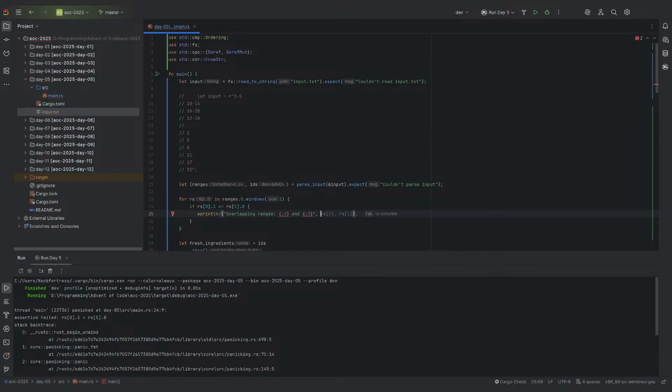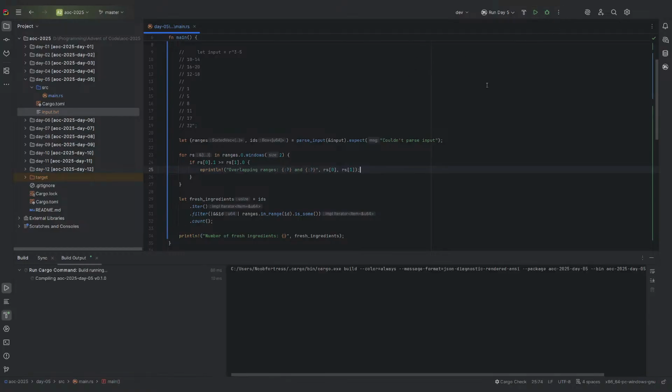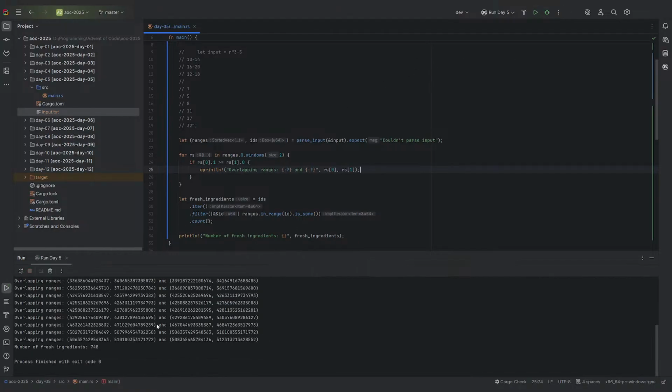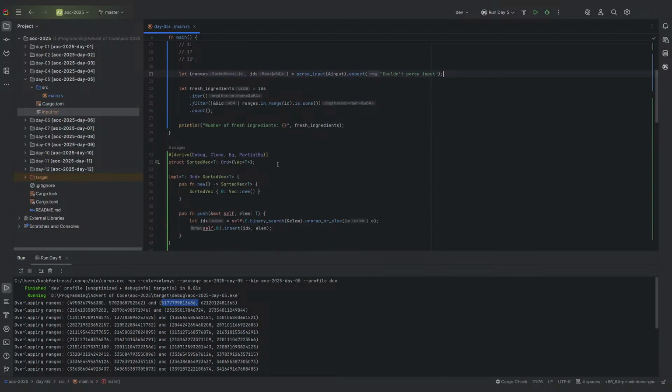Okay, let's see. Which ranges do this? Why aren't you two joined then? That means that there was a mistake in my joining code, which would lead to this issue.